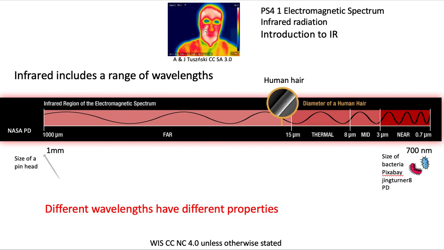So on the reddy pink line on the left side, you've got the far infrared. To the right of that, human hair size, you've got the thermal region, and to the right side, you've got the near infrared, and that would be adjacent to the red of the visible light.